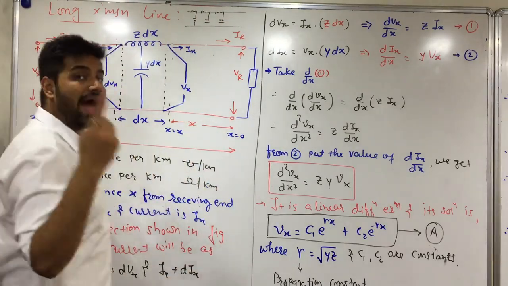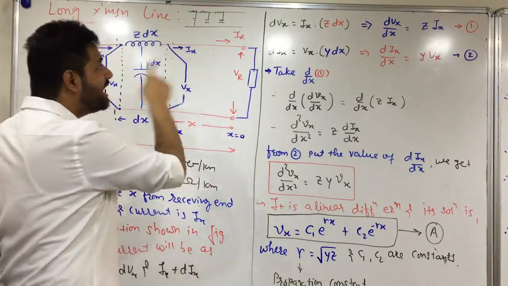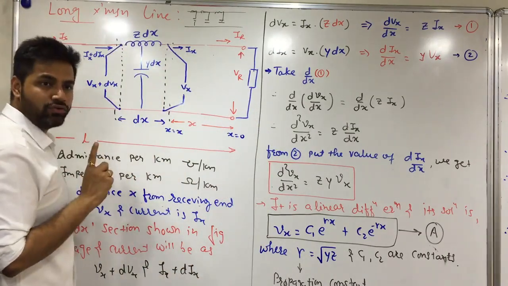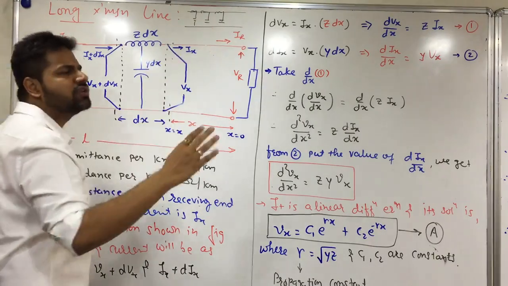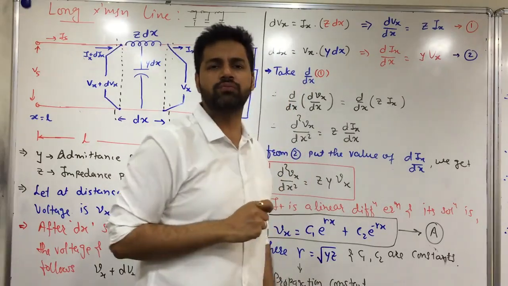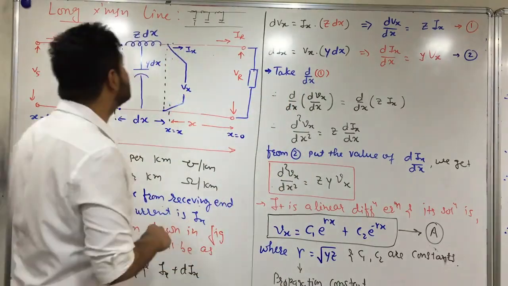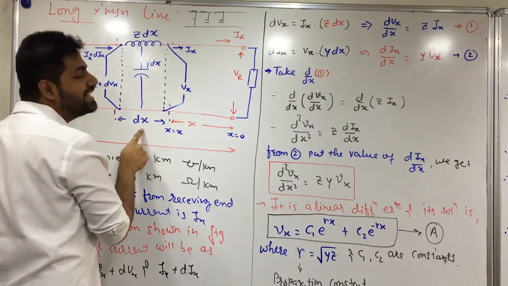So we can say that every point has a different voltage and current, so my voltage and my current are functions of x, that is the length of the transmission line. Is it clear to all of you? So we have a huge long transmission line and we divide it into infinitely small elements, and I am considering one of the smallest elements, which is dx.